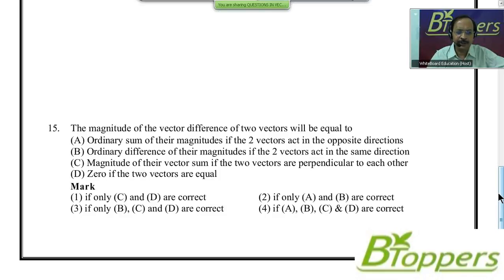I have given 4 options here in the bottom. That means the first A, B, C, D represent the 4 statements. You have to read the next 4 options there. First option, you have to mark option 1 if only C and D are correct. You have to mark option 2 if only A and B are correct. You have to mark option 3 if only the statements B, C, D are correct. And you have to mark the 4th option if all the 4 statements A, B, C, D are correct. Come on, try this question.